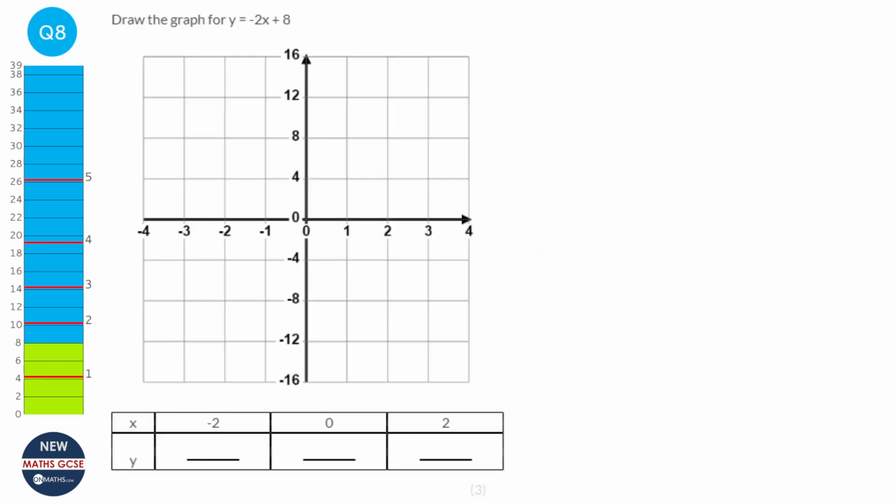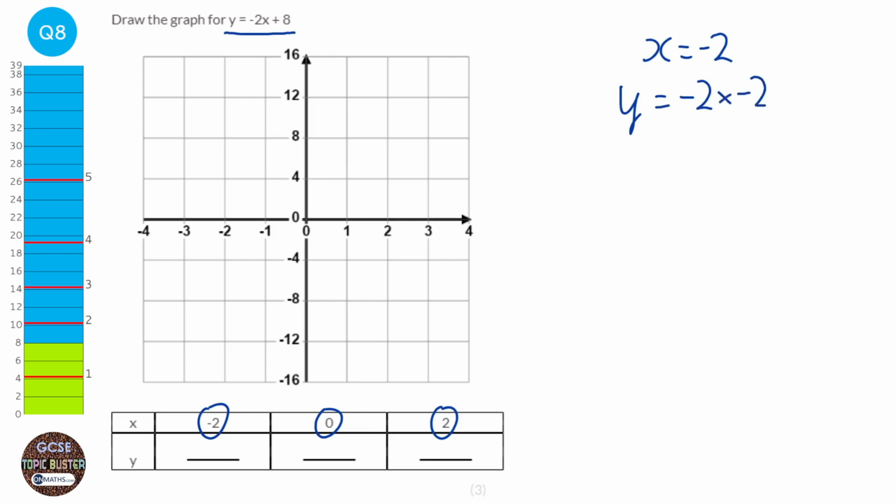So to draw this straight line graph, what we're going to do is just pick 3 x coordinates, which is -2, 0 and 2. So I'm going to start off with -2, and I'm just going to substitute it into the equation we've got here. So y equals -2 times -2, because that's what we're putting in, plus 8. -2 times -2 is +4. So it's going to be 4 plus 8, which is going to be 12. So at -2, our graph is at 12, which will be here.